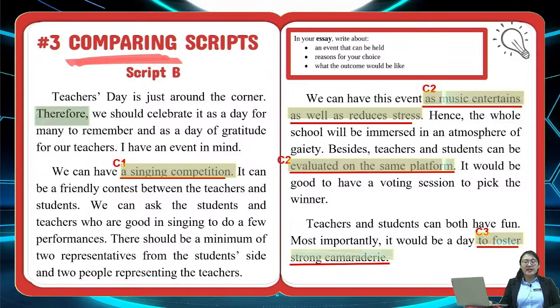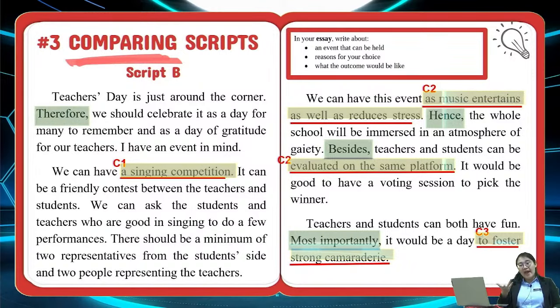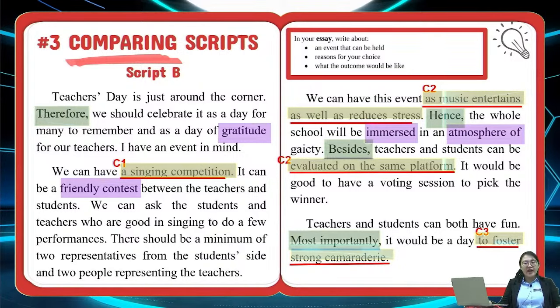Okay, let's look at the organization. Let's identify some cohesive devices. We can see therefore, there, hence, besides, most importantly. All right, so these are the cohesive devices that we are able to identify. And there are also some simple connectors like and. Okay, and for language, some less common lexis, words like gratitude, friendly, a friendly contest, immerse, atmosphere of gaiety, camaraderie. So these are some vocabulary that we can see.